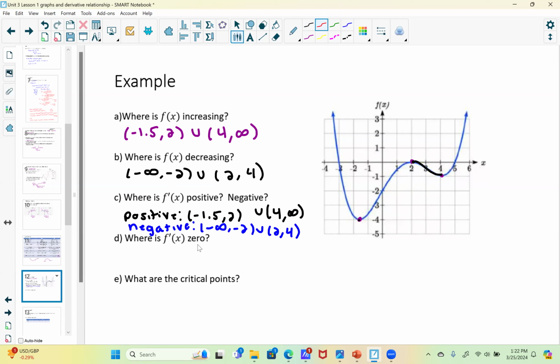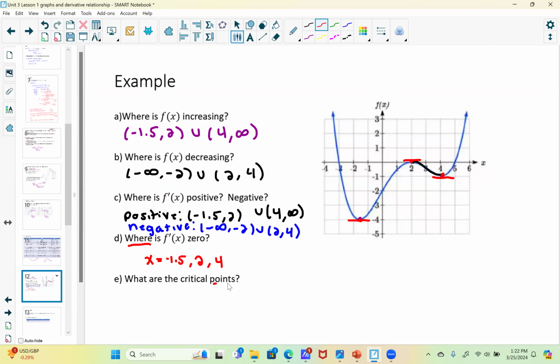Then it says, where is the derivative 0? The derivative is 0 anytime there's a horizontal tangent, and that's anytime we have a max or a min. So here, here, and here. Anytime my function changes from increasing to decreasing, my derivative is going to equal 0. I give the x values because it says where. So I'm going to say x equals negative 1.5, 2, and 4, and you can just put a comma between those. So these are the three values where the derivative is equal to 0.